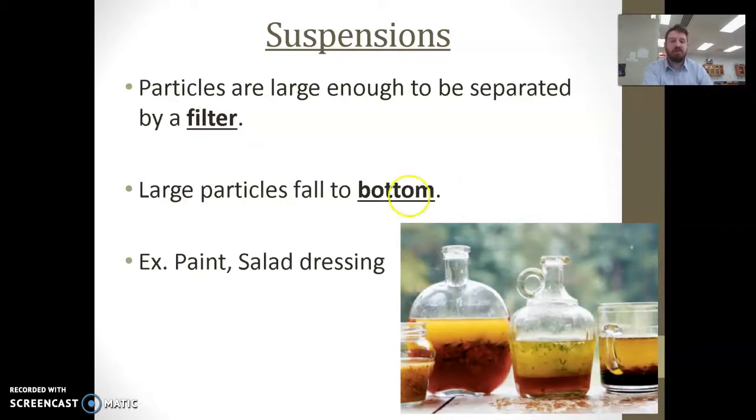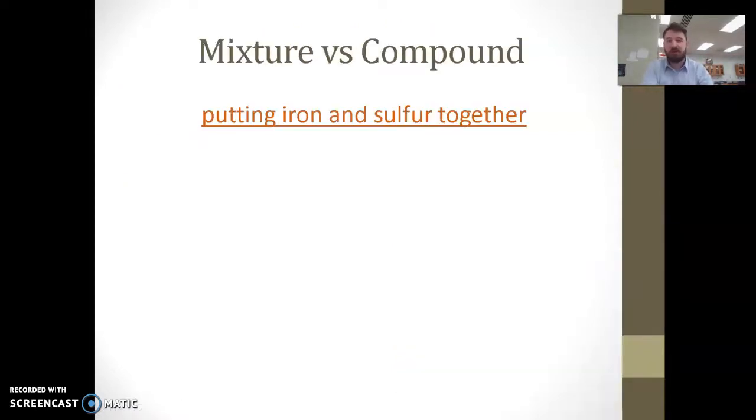And some good examples would be paint, right? That's why we need to put the paint in that super shaking machine at Lowe's or Home Depot before you take it home, so that you're getting rid of those clumps. Or if maybe you have Italian salad dressing, you have to shake it up first before you put it on your salad or whatever else you're putting it on.